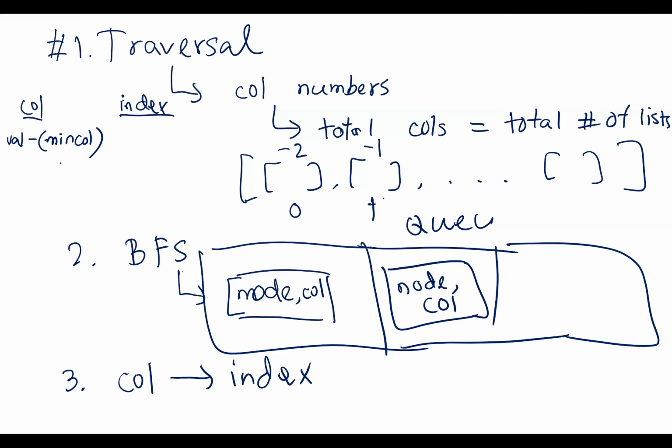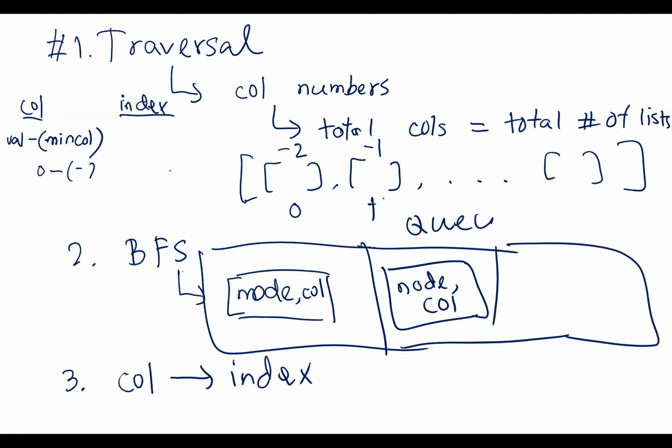In our case, the min column value was -2. So if the column value was say 0, it was 0 minus -2, which made the index 2. Time complexity of this algorithm.